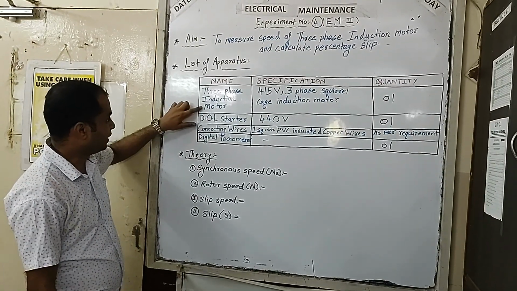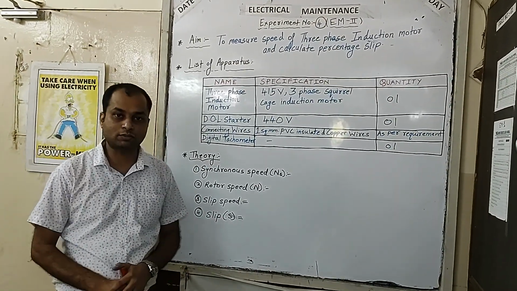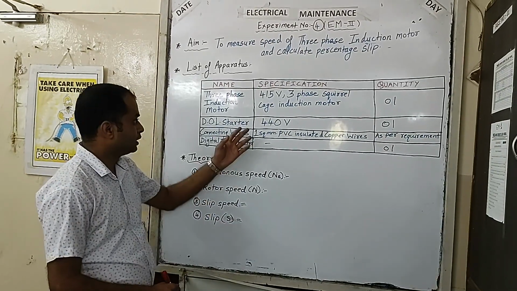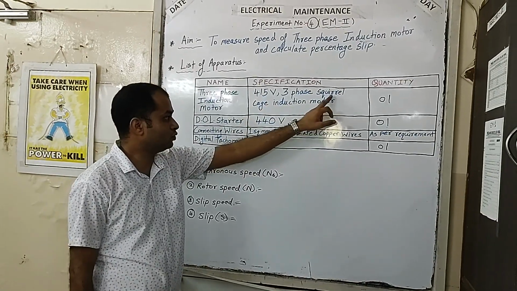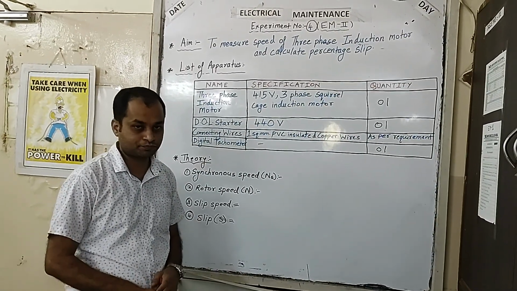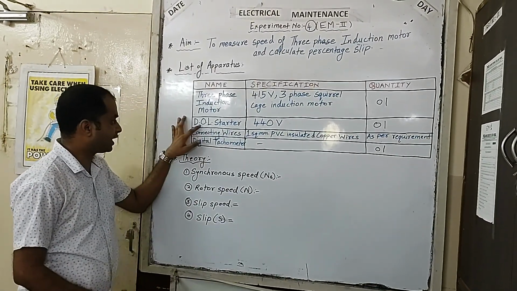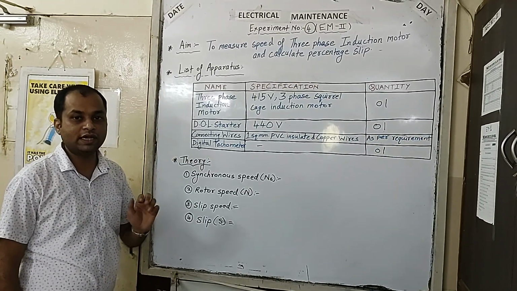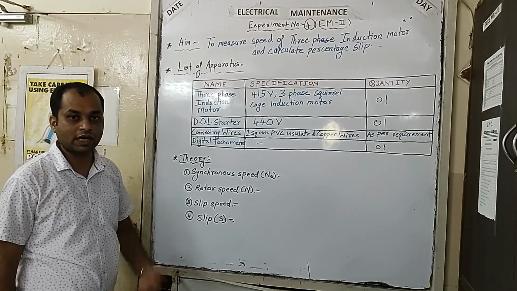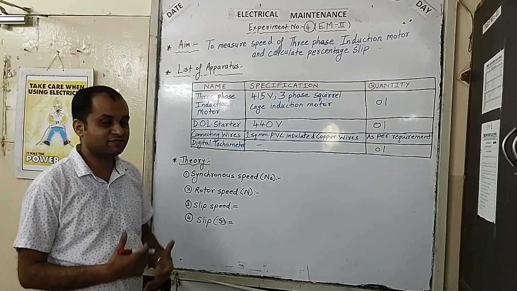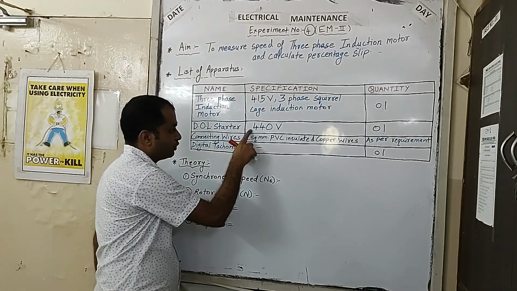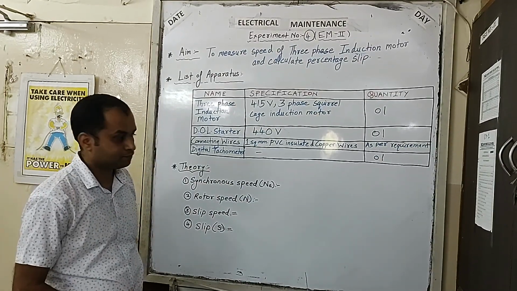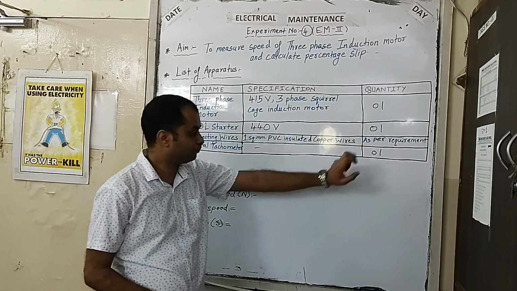First, mainly we will require a three-phase induction motor to be operated on 415 volt, and that too a squirrel cage induction motor. Secondly, we will require a DOL starter, that is direct online starter, for safe starting of the motor as we have studied in the theory, of voltage magnitude 440 volt, quantity 1 number.